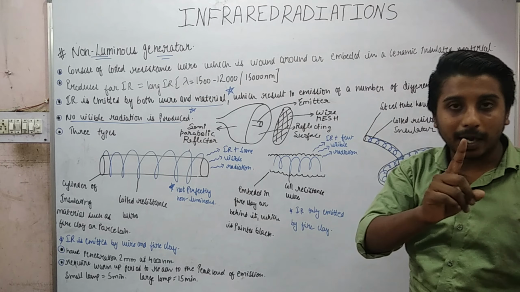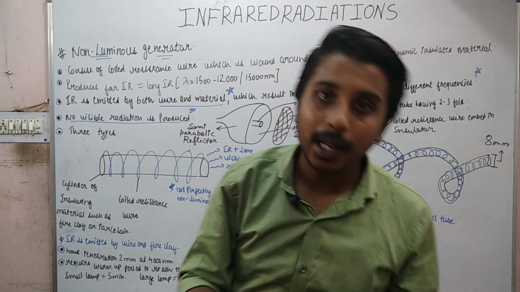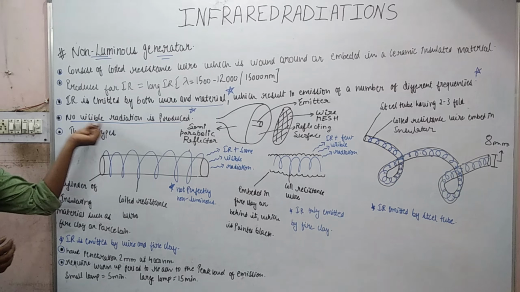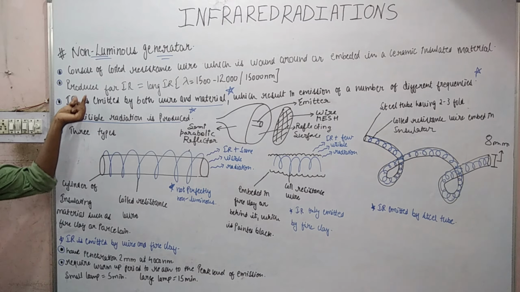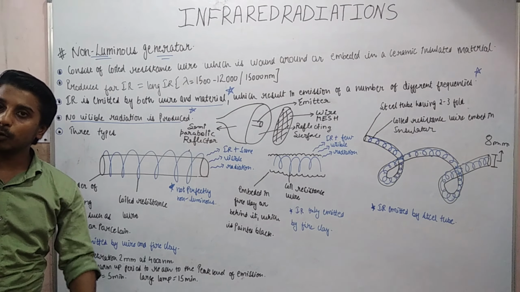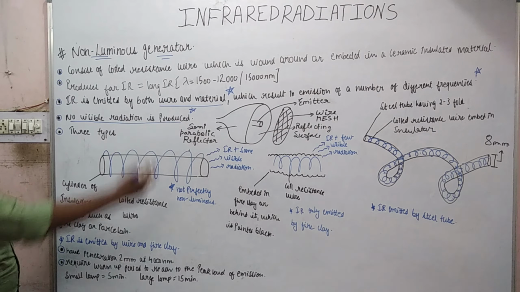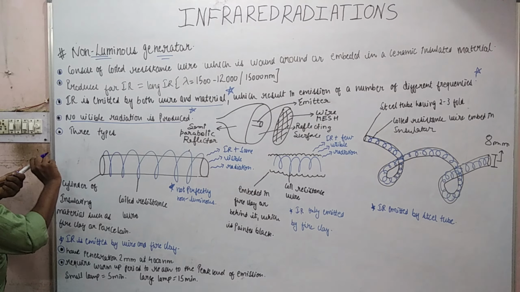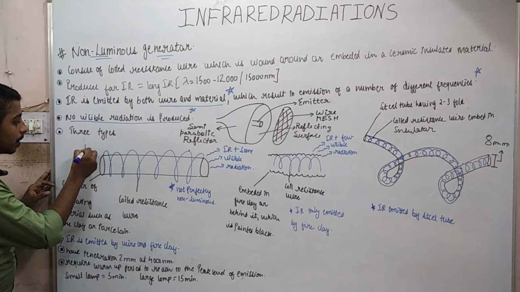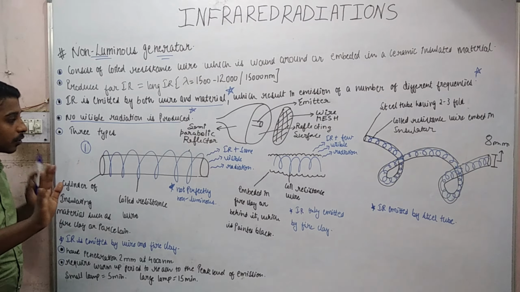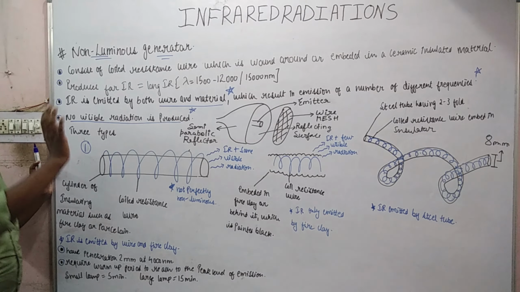It consists of a coil resistance wire which is either embedded or wound in an insulator. Then no visible radiation is produced. Then it produces the long or far IR, 1500 to 15,000 nanometer, and wire and material both emit. Now this is the first type. In the first type you need to understand the theory also. Now I have made the diagram from theory.